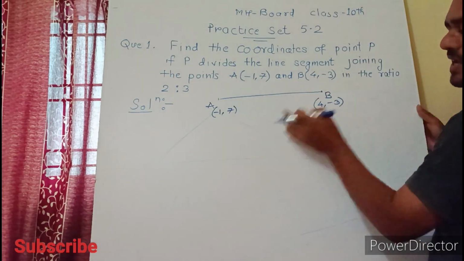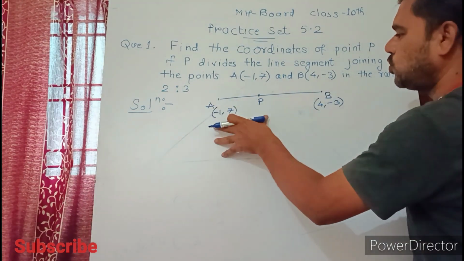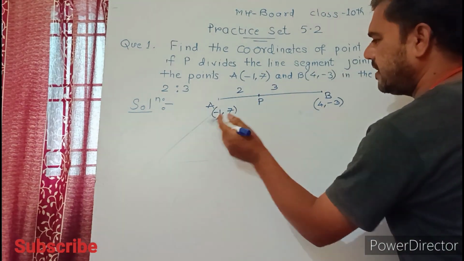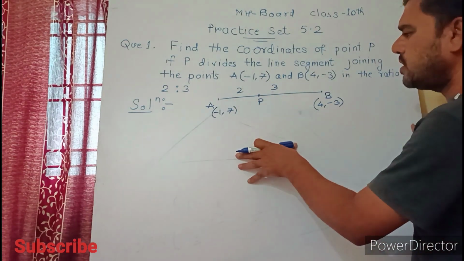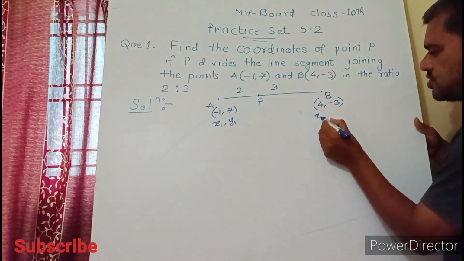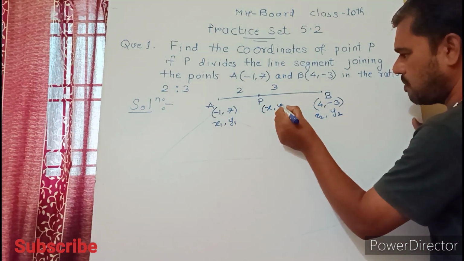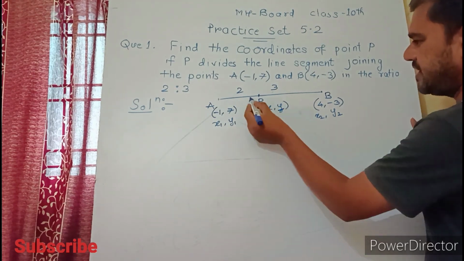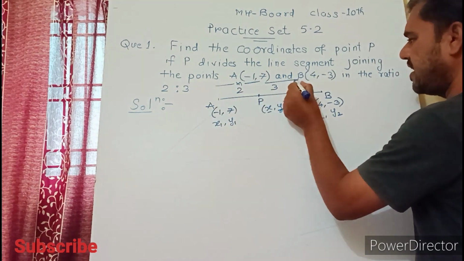Consider a point P. Now P is anywhere here. Because of P, the line AB is divided into two parts in the ratio 2:3. Now here we have to apply the section formula which we have discussed earlier. Here this is x1 and this is y1, this is x2 and this is y2. Let us consider P has coordinates x, y. We have to find the x coordinate and y coordinate of this P. Now this is the ratio 2:3, this is m and this is n.